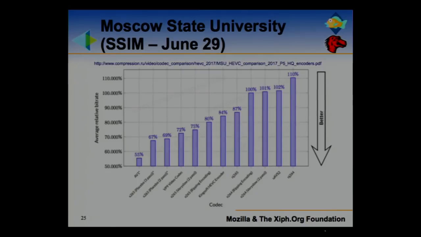It's a lot faster than placebo mode, by the way. And then there's another big jump down to AV1. And this was using a version all the way back from June. So we're a lot better than that now. And that's already doing pretty good. So we expect that to work out well.